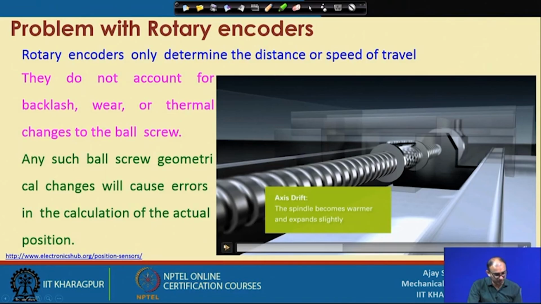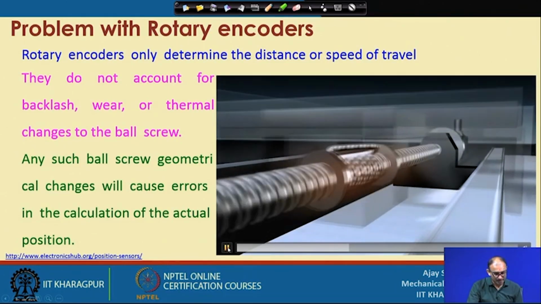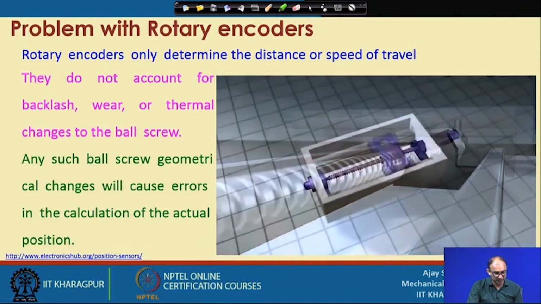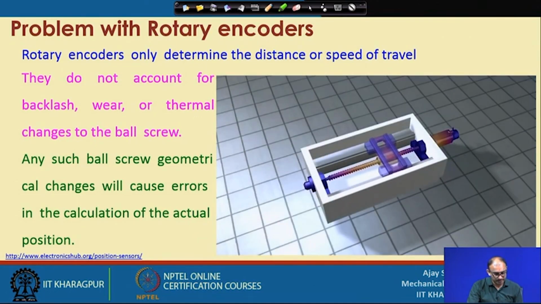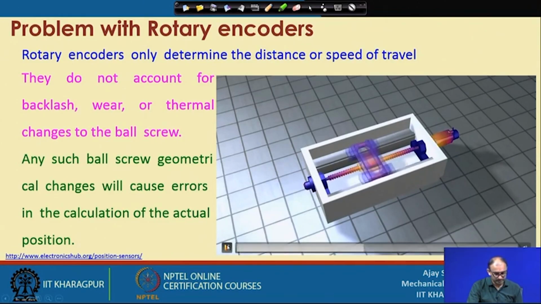That axis drift is because the spindle becomes warmer and expands slightly. We know there is a coefficient of thermal expansion of each and every material. So, if you heat that particular component beyond a certain limit, then there is expansion of that material. So, the shaft will expand slightly. Now it is heating, and you can see the temperature is increasing. The motor is also heated, and this particular ball screw or lead screw is also heated.